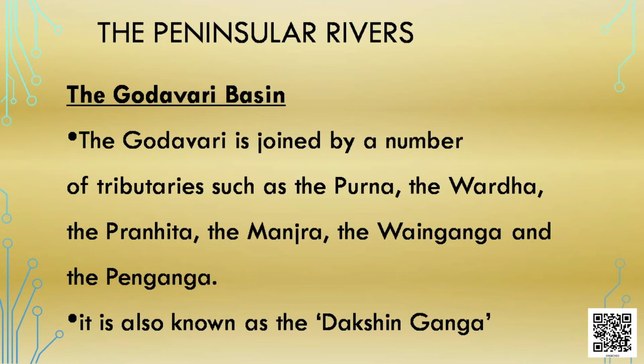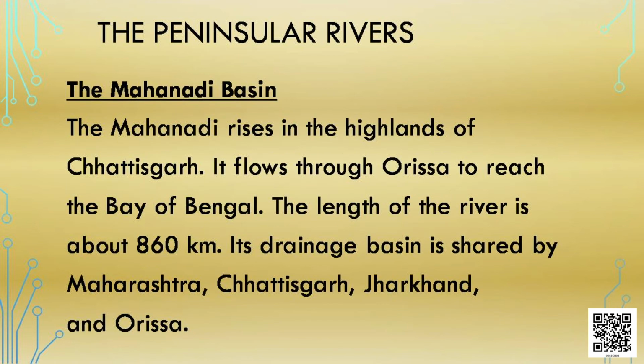Coming to the next one, it is the river Mahanadi and it rises in Chhattisgarh and it flows through Odisha and it also drains into the Bay of Bengal. The total length of river Mahanadi is 860 km. This river flows through Maharashtra, Odisha, Jharkhand and Chhattisgarh.